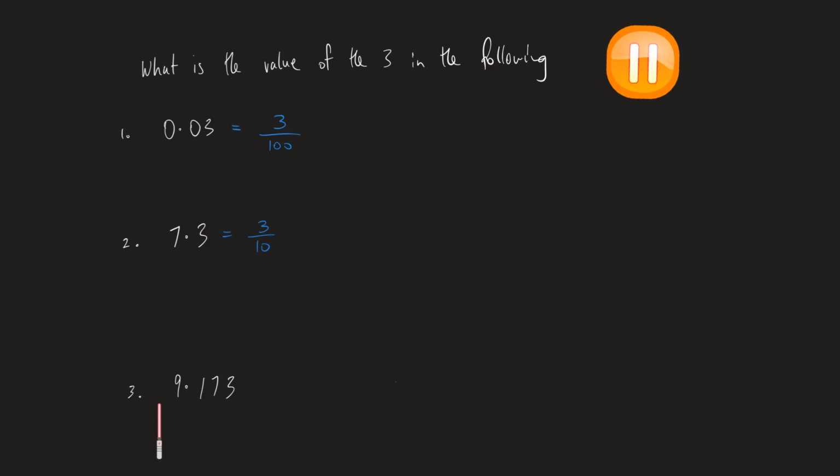And finally, for number 3, 9.173. So the 3 here is in the thousandths column, so that's going to represent 3 over 1,000.